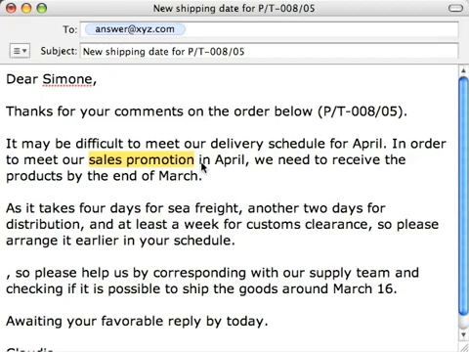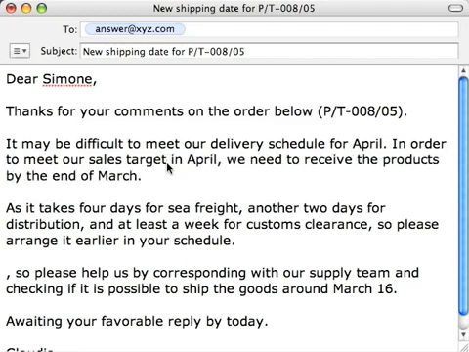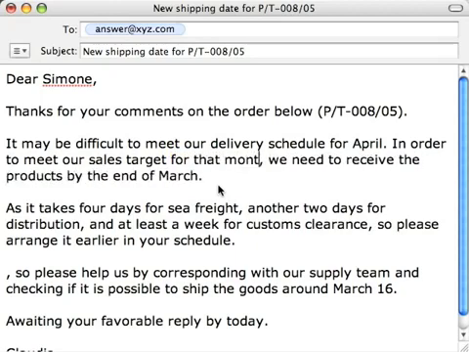And in the next sentence, I think sales promotion isn't exactly what Claudia wants to say. She means the sales target for April. And since we've already used the word April in this first sentence, we don't need to use it again. We can change this to for that month. And notice that we're also correcting a preposition here. Instead of in, we have for.